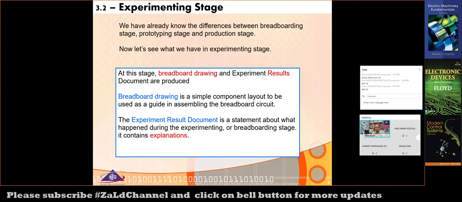Then what we do is we put in the report the result that we have from our experiment. For example, we want to produce a dancing light on the breadboard, a circuit that can produce dancing lights of LEDs. So in our experiment result document, we have to explain that we have successfully developed that dancing light. So it is all about explanations here. In this documentation, basically the report that we submit on the development of our product at the breadboarding stage, we provide explanation.